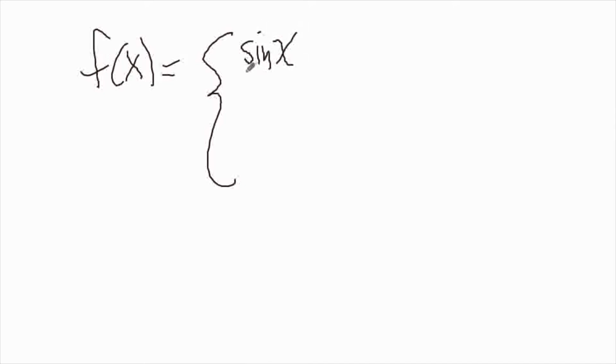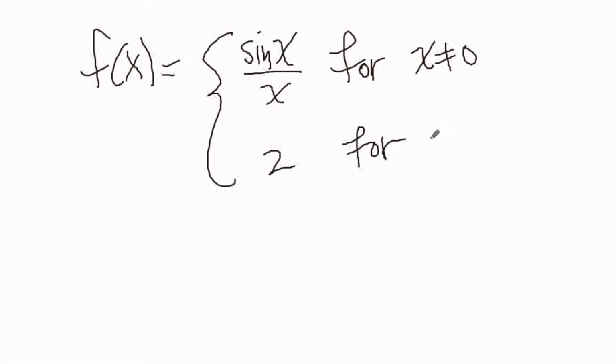So let's say you had this function. Let's say that f of x is equal to sine of x over x for x not equal to 0, and it's equal to 2 for x equal to 0. Okay, so now notice that this is just like the function that we just found the limit for as x approached 0. In fact, instead of f, let's give it a different name. Let's call this g.